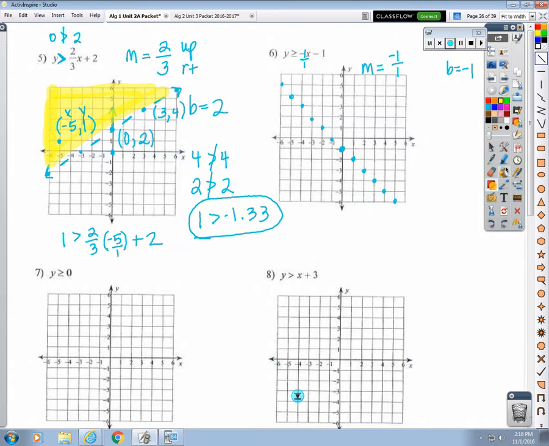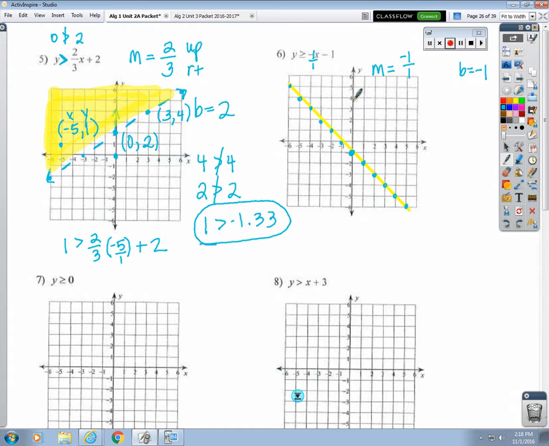Should we have a dashed or a solid line? Solid. Look, there's an equal to bar, which means you do a solid line. What does that mean about the solutions? Right. All the points on the line are solutions, and all the points where? Above the line. Greater than, which would be this way. So you shade above the line.